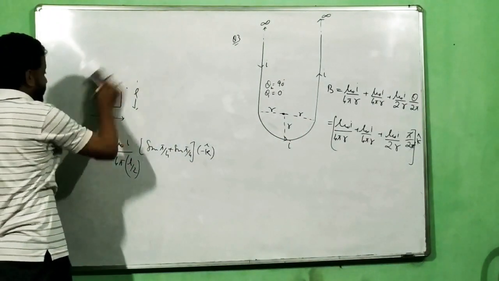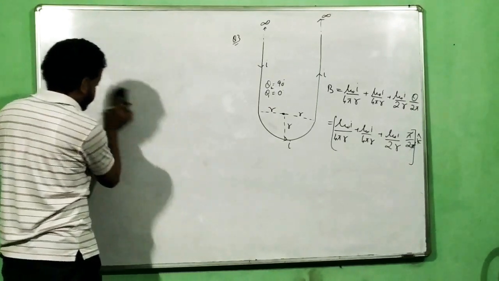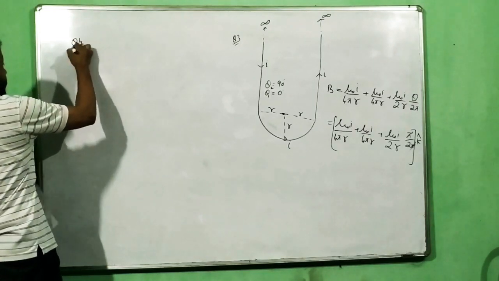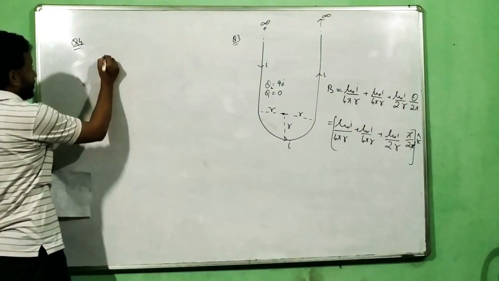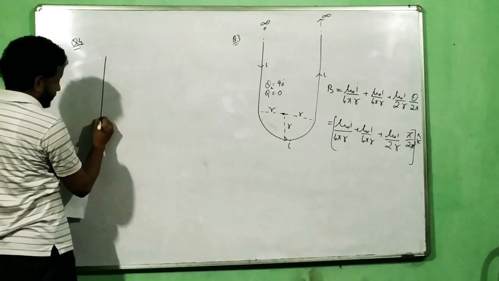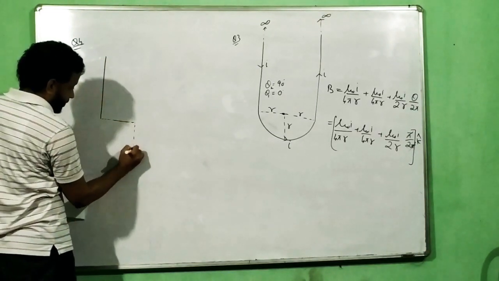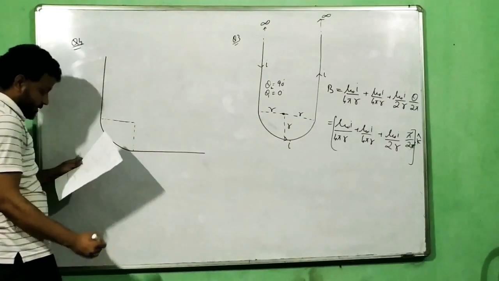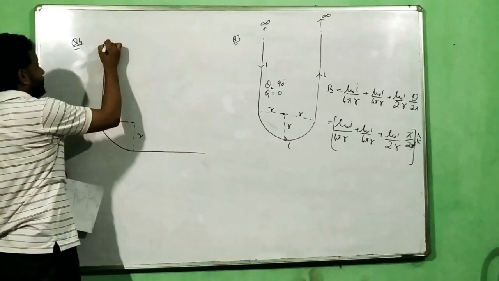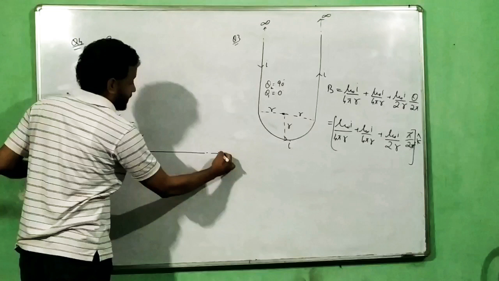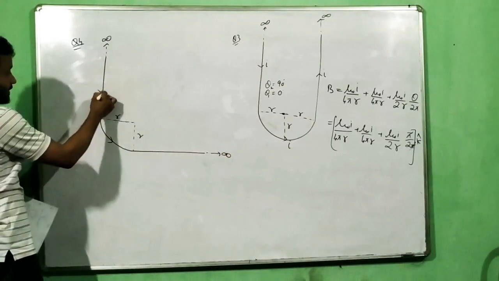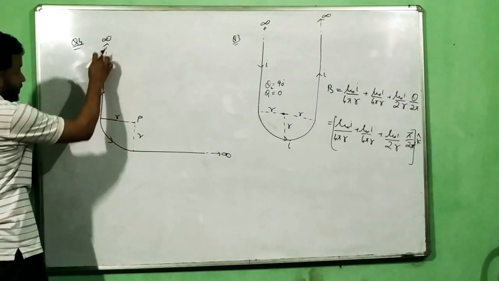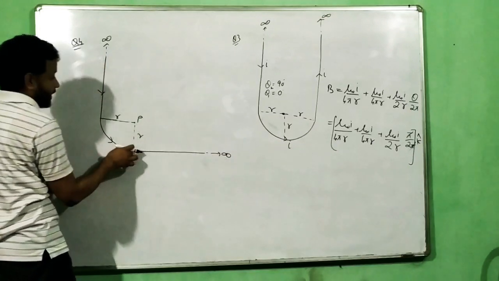Similar question, question number 4. Semicircular arc, and then goes here. This is R, this is R, this is coming from infinity, this is coming from infinity. I have to find what is the field at this particular point P. So this is again a semi-infinite wire from here till here, and from here till here again a semi-infinite wire.